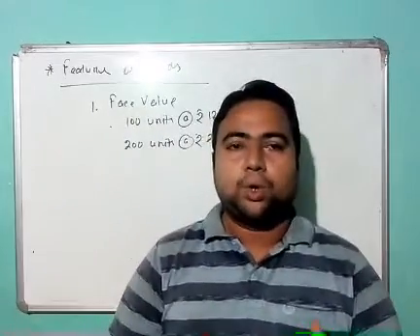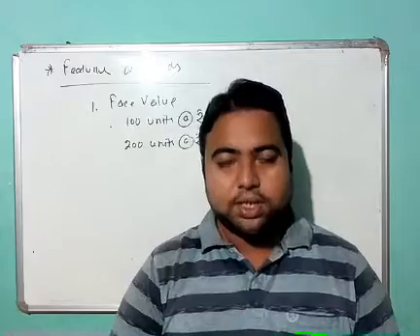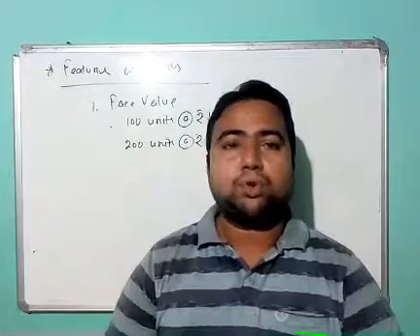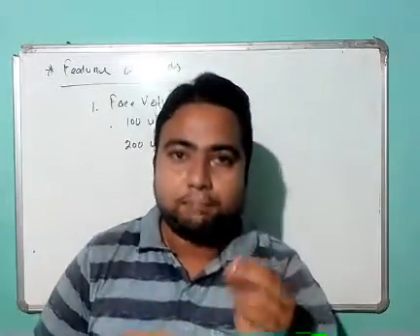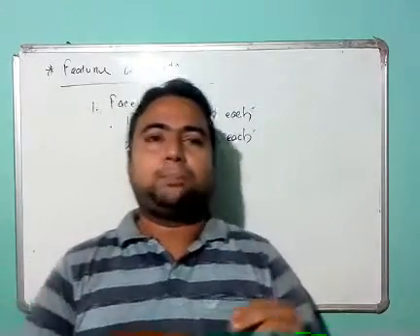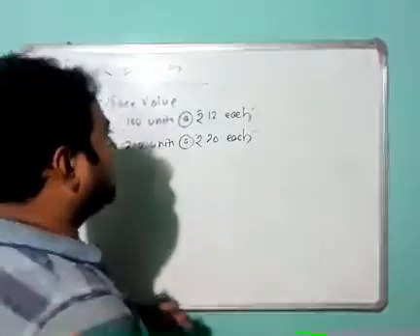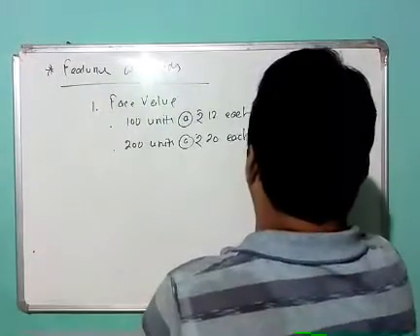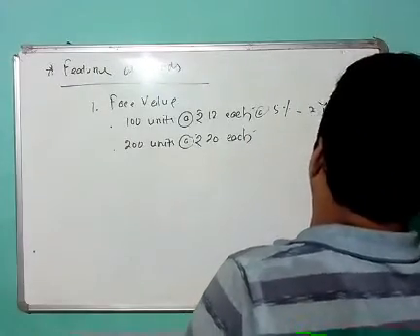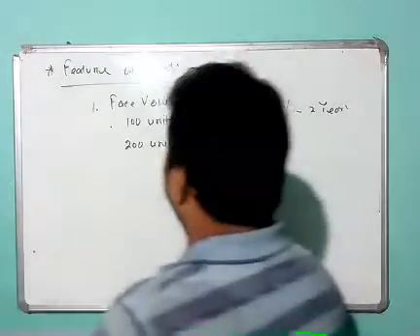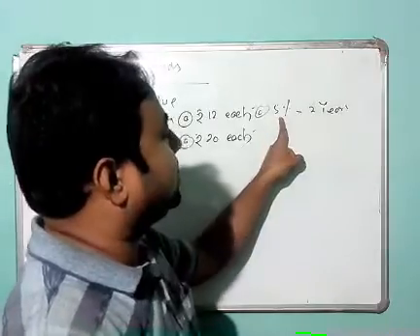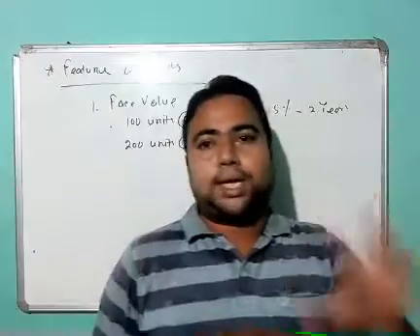So every bond is issued at the face value. And when the maturity period comes, the bond issuer has to repay the principal amount. It means has to repay the face value of the bond plus interest. Now suppose here interest rate is 5% and it will be issuing for 3 years. Take the first example. 100 units are issued at rupees 12 each at the rate of 5% of interest for 3 years.